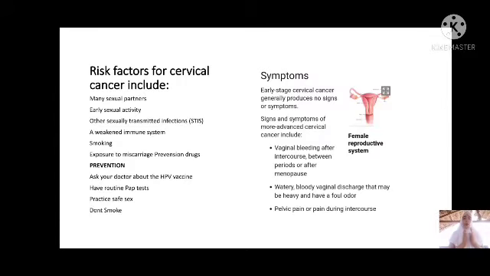So, we have symptoms of cervical cancer. Early stage cervical cancer generally produces no signs or symptoms. Signs and symptoms of more advanced cervical cancer include vaginal bleeding after intercourse, between periods or after menopause. Then the next is watery, bloody vaginal discharge that may be heavy and have a foul odor. Last is pelvic pain or pain during intercourse.